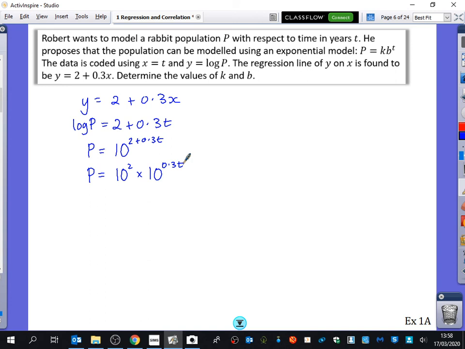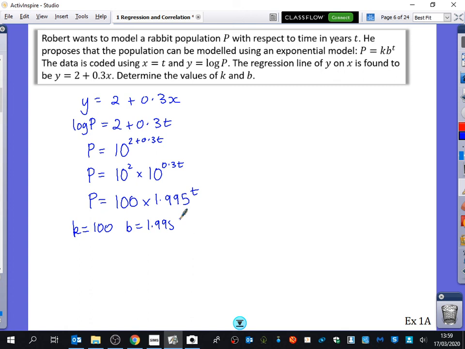So 10 squared is 100. 10 to the 0.3, I believe you, I just have to see it on my calculator, is 1.995, to the power of t. That's it. So the value of k is the one that comes before, which is 100, and the value of b is 1.995.